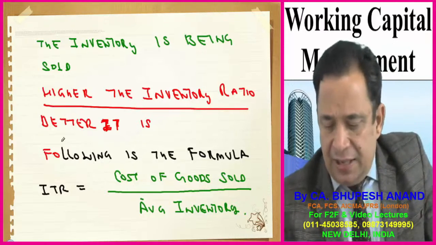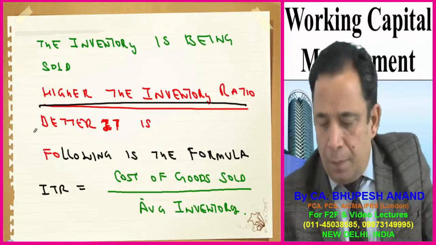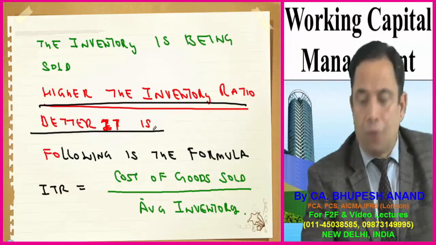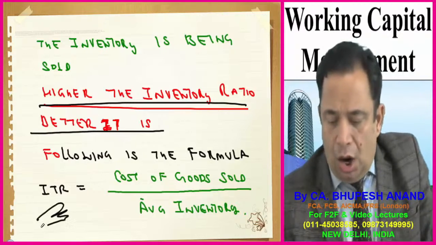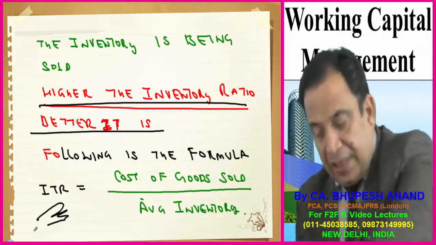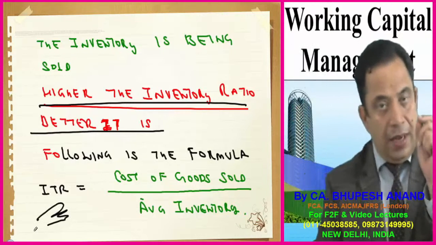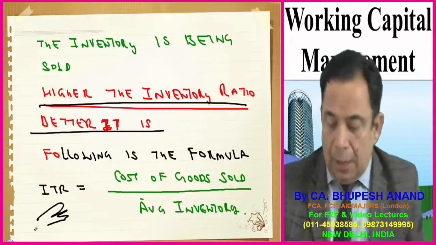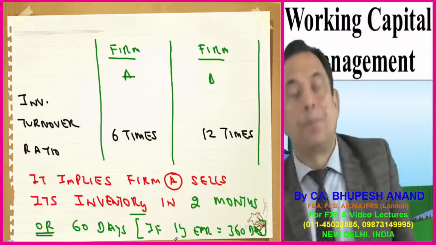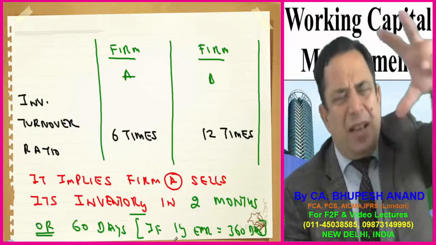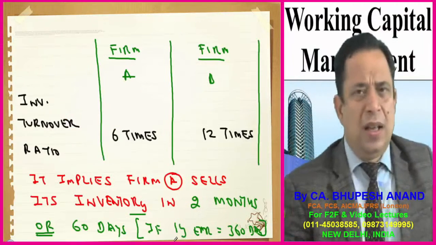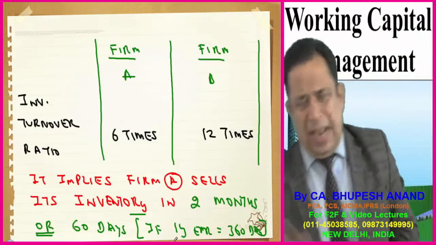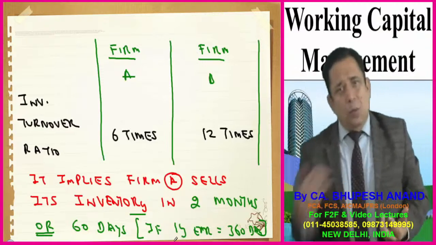The higher the inventory turnover ratio, the better it is. Following is the formula for calculating the inventory turnover ratio: inventory turnover ratio is equal to cost of goods sold upon average inventory. Now I have taken the example of 2 firms. Why cost of goods sold? That I will be telling you, I will be proving this.